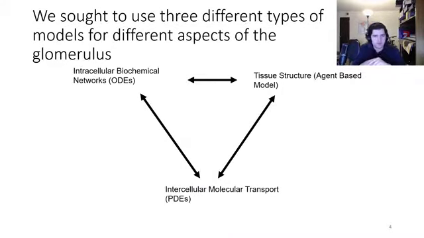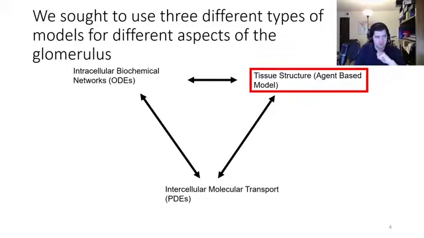We sought to use 3 different types of models to capture different aspects of the glomerulus, including intercellular biochemical networks using ODEs, a tissue structure model using an agent-based model, and an intercellular molecular transport model using PDEs. I'd like to talk about the tissue structure model first.